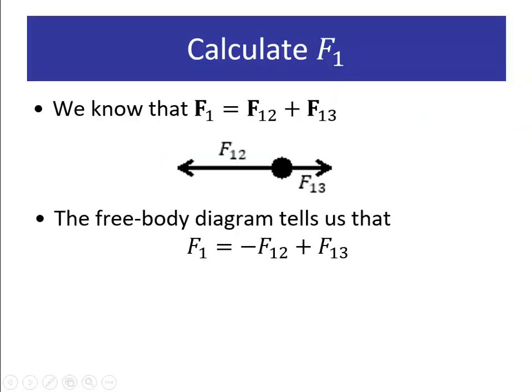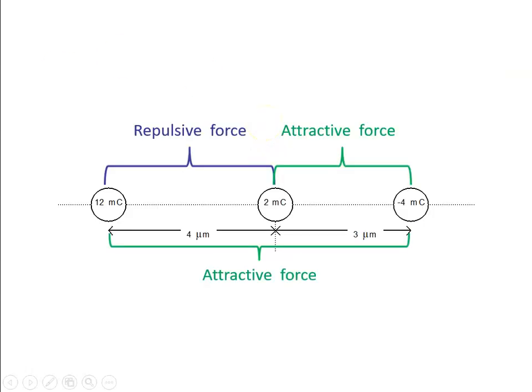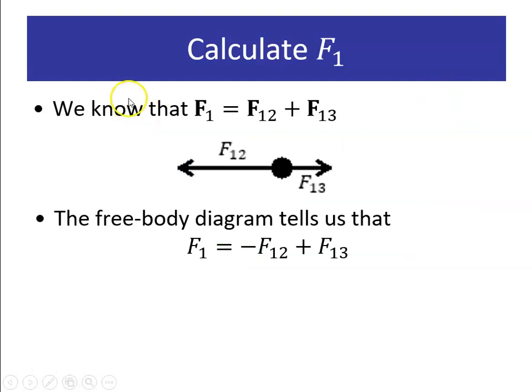So, what does that mean? That means that if we call the charge on the left Q1, the charge in the middle Q2, and the charge on the right Q3, then we say that F1 vector, the force vector on charge 1, the charge on the left, is equal to the force vector on charge 1 due to charge 2, that is the charge in the middle, plus the force vector on charge 1 due to charge 3, that is due to the charge on the far right. Here's our free body diagram on that.